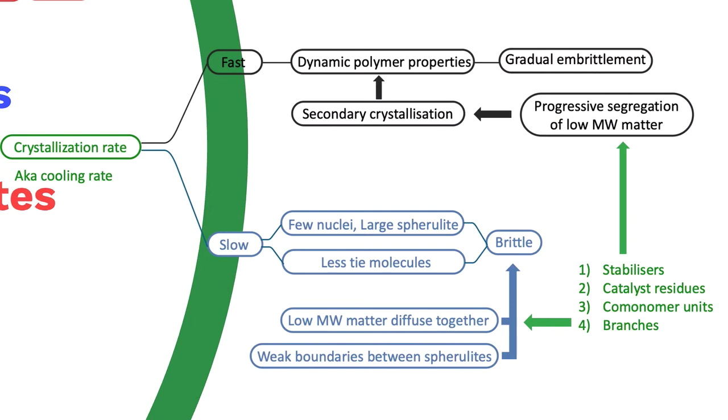Other effects of this low molecular weight matter cause polymers produced from slow crystallization rates to become brittle as well. Even though such polymers are made from a system with few nuclei and large spherulites and with fewer tie molecules, and because they have fewer tie molecules, they are also more brittle.